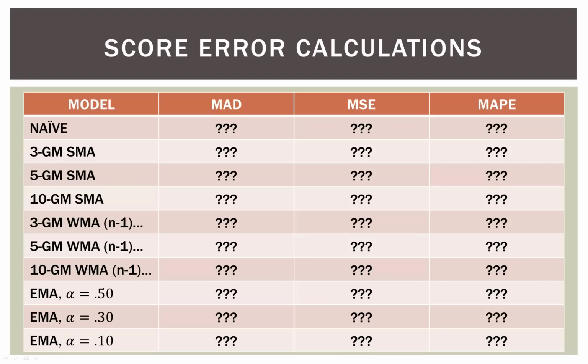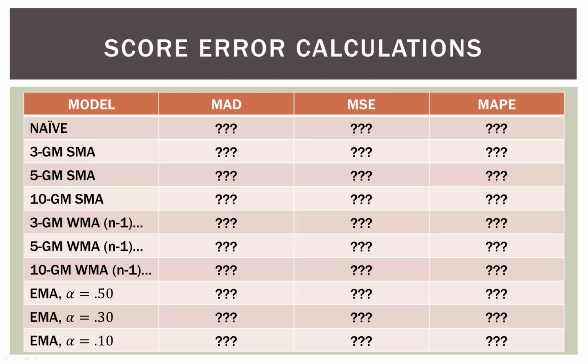And for the 10 game, the same thing: 10, 9, 8, 7, 6, 5, 4, 3, 2, and 1. So the n-1 just means that the weightings for the weighted moving average will be linear. Then we have the exponential moving average. We're going to try out three different alphas: 0.5, 0.3, and 0.1.